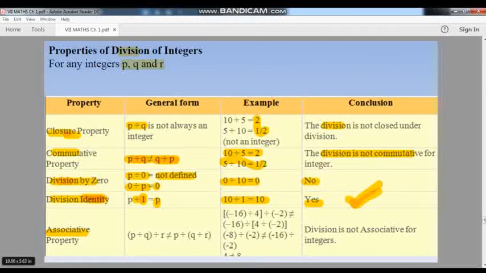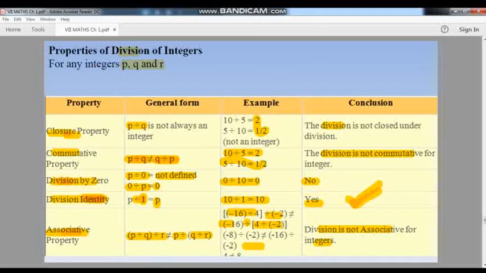Coming to the last property, the associative property, it means we have to group the given data in a different manner. For example, if it is asked to divide p by q, then divide it by r, or divide p by the result of q divided by r. The answer should always be the same. But here you can see very clearly that when we divide minus 16 divided by 4, the whole divided by minus 2, and 16 divided by 4 divided by 2, the answer we get is not the same, clear? So we can clearly say that division is not associative for integers.